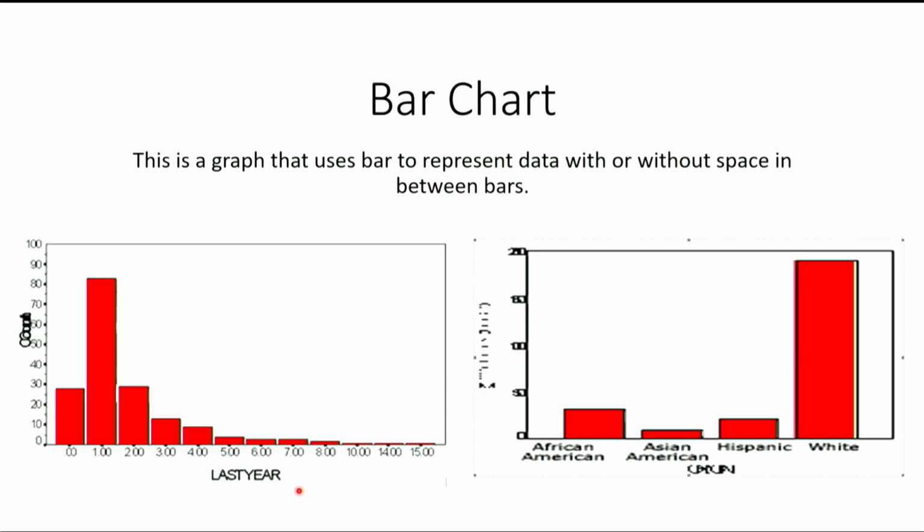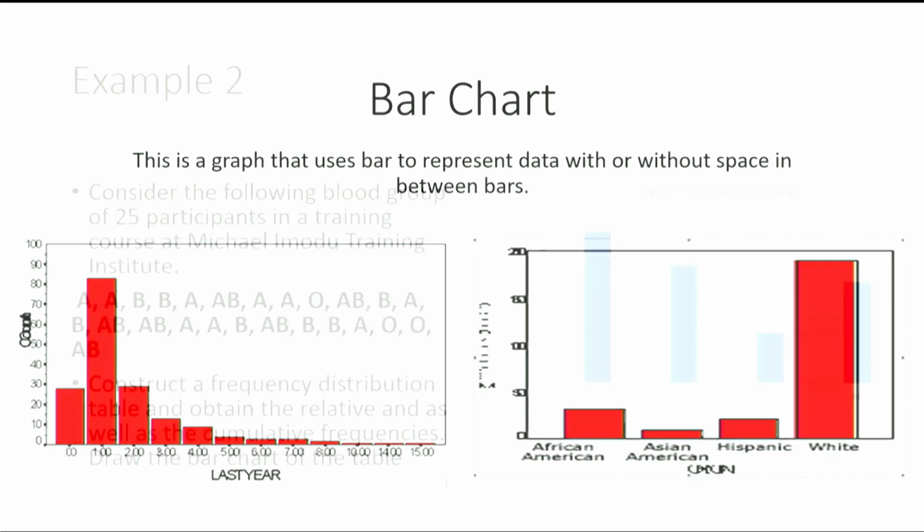This one has to do with last year's value, while this one is talking about the different continents in the world. We have the White, the Asian American, the American, all of them living in America. They are taking their statistics. So this is the bar chart for them.